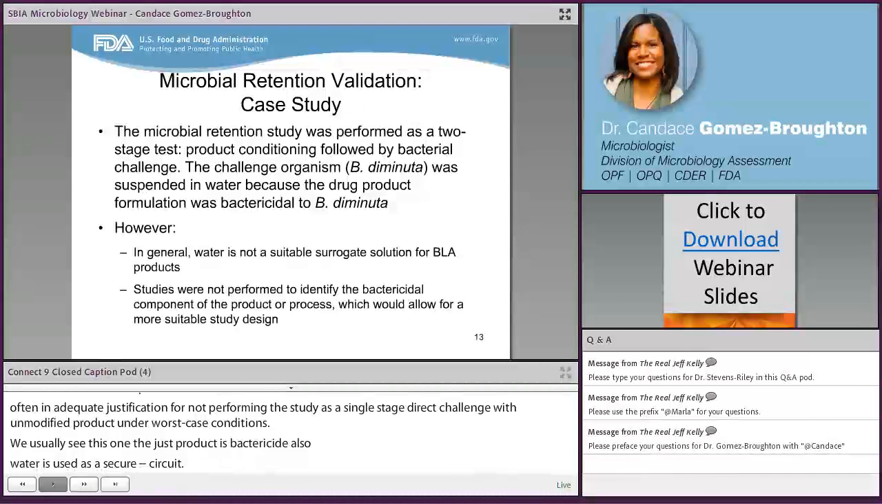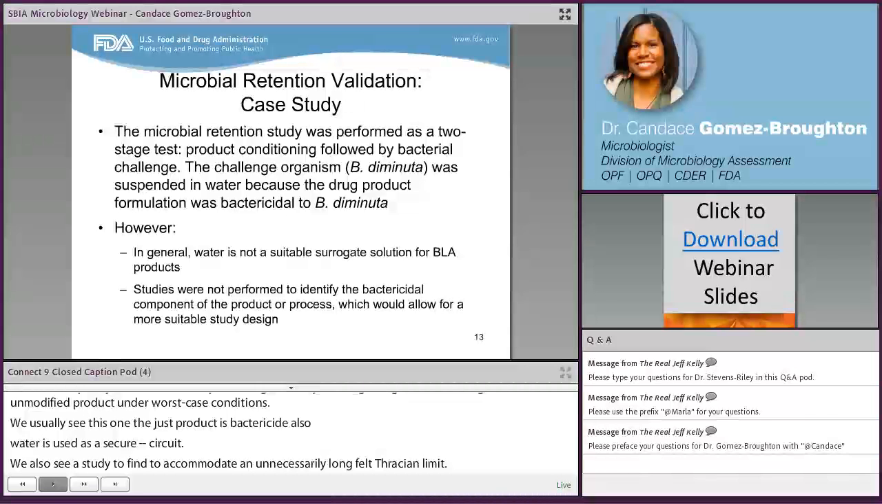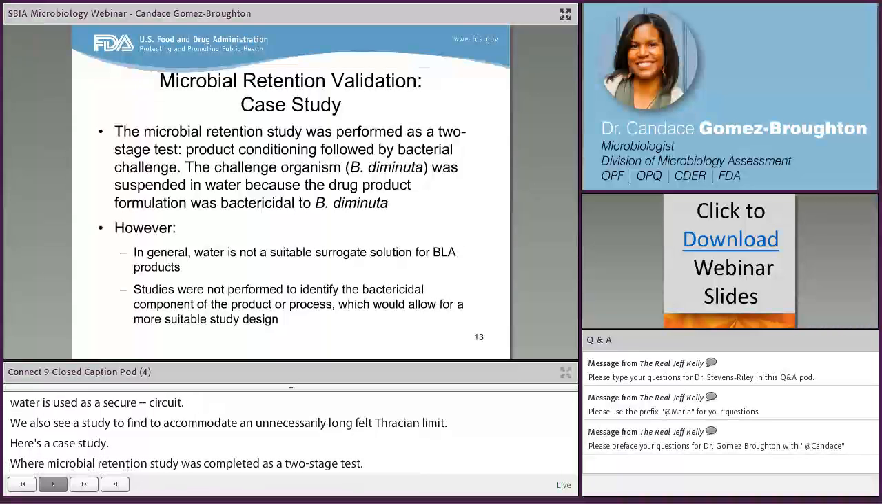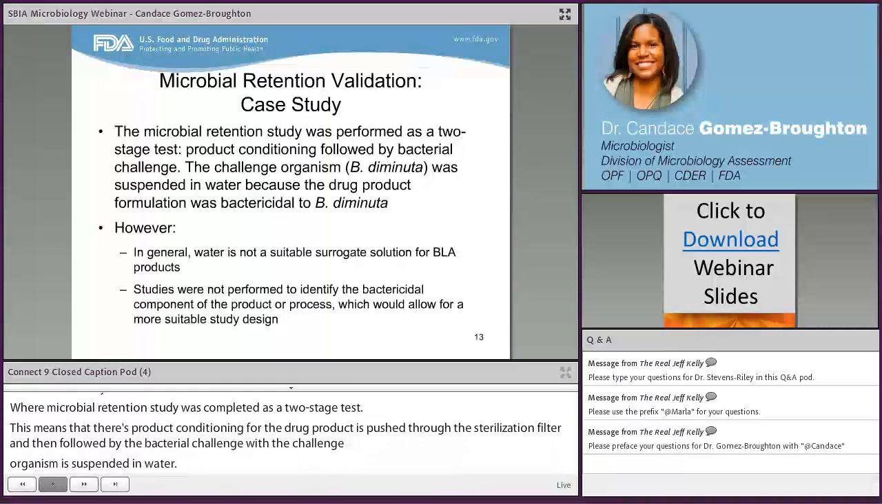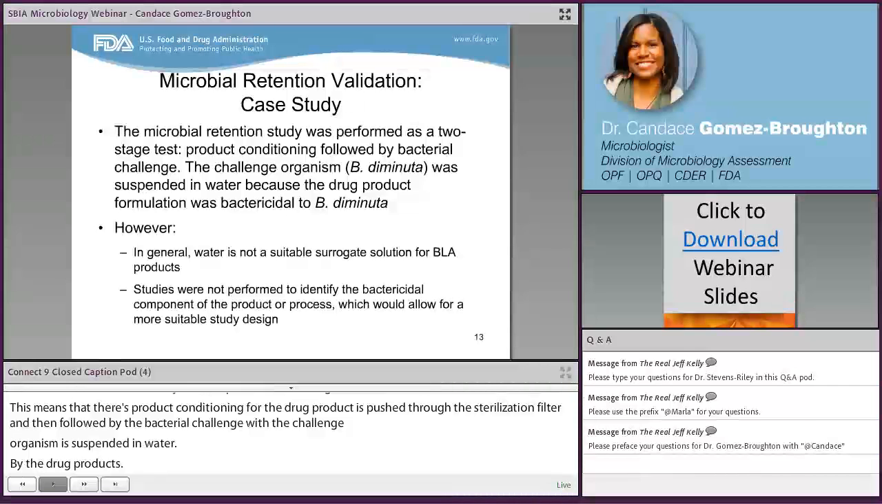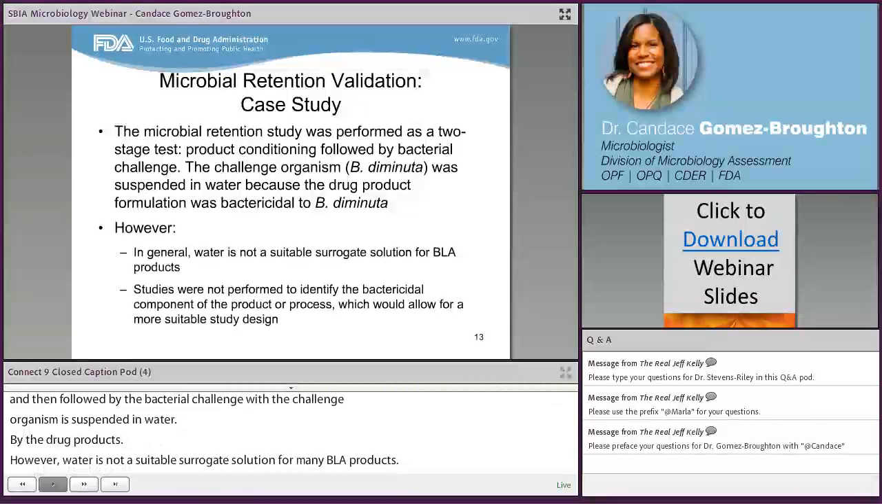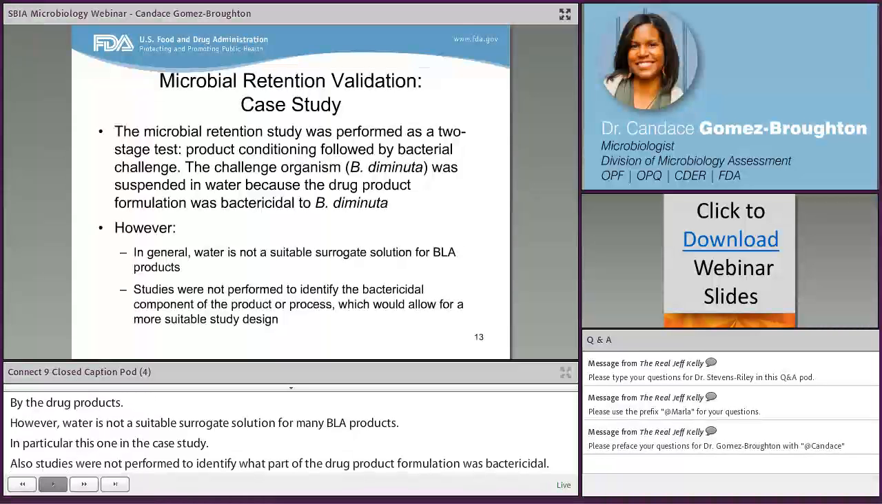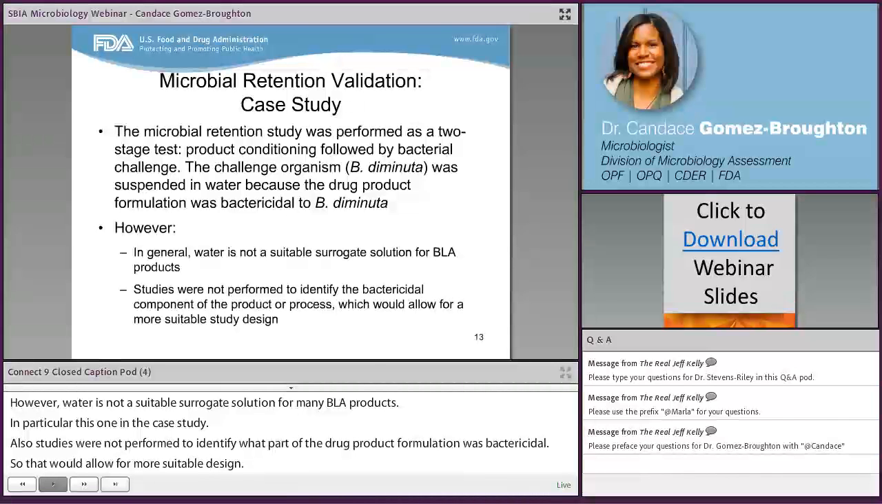Okay, so here's a case study where a microbial retention study was completed as a two-stage test, which means that there's product conditioning where the drug product is pushed through the sterilizing filter, followed by the bacterial challenge, where the challenge organism is suspended in water because of the bactericidal properties of the drug product. However, water is not a suitable surrogate solution for many BLA products, in particular this one in the case study. And also studies were not performed to identify what part of the drug product formulation was bactericidal, and that would allow for a more suitable study design. Many times if you identify what is killing the bacteria, you can remove it, and the other components of the drug product formulation can remain in order to resemble the drug product more closely.